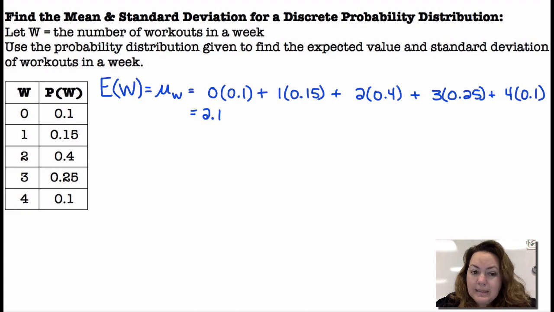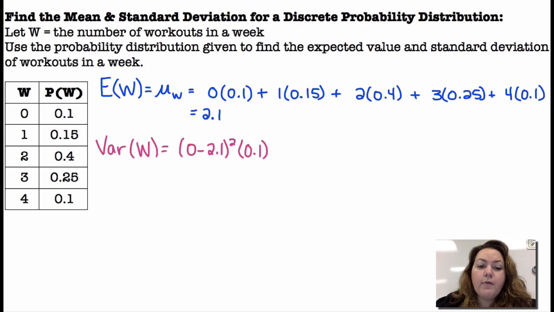Now, that doesn't make sense when we're talking about just 1 week, but when we're finding an average, it's over many, many weeks. Okay? So if I collected data for 100 weeks, then I would expect to work out 21 times out of 100 weeks. Okay, so that's how that works. An average can be a decimal even though it does not make sense in that certain situation. Summary statistics. All right, so now I want to find the standard deviation.